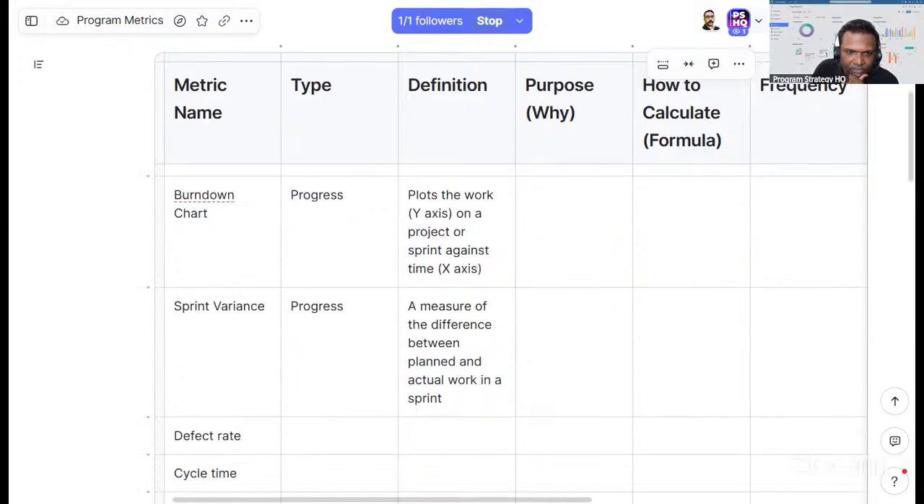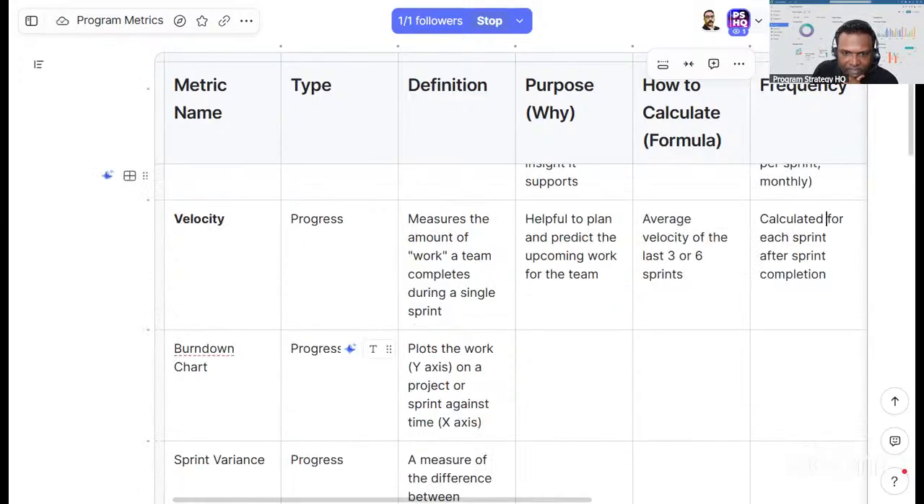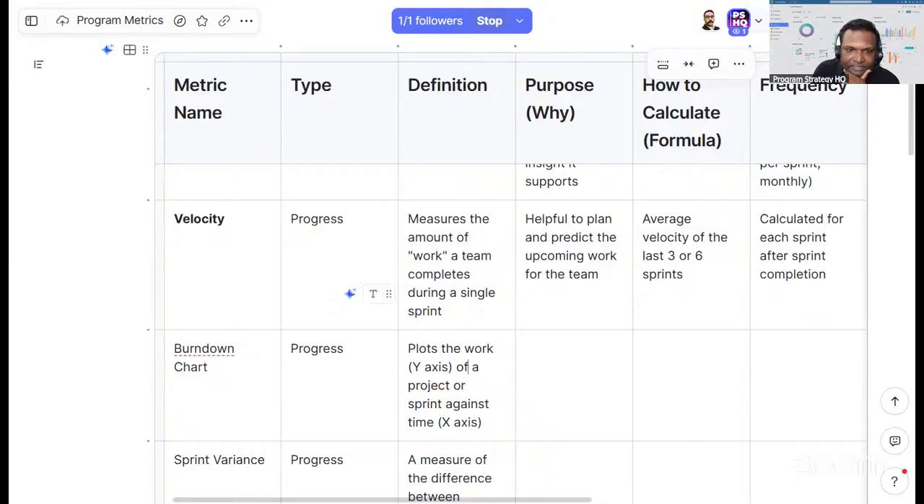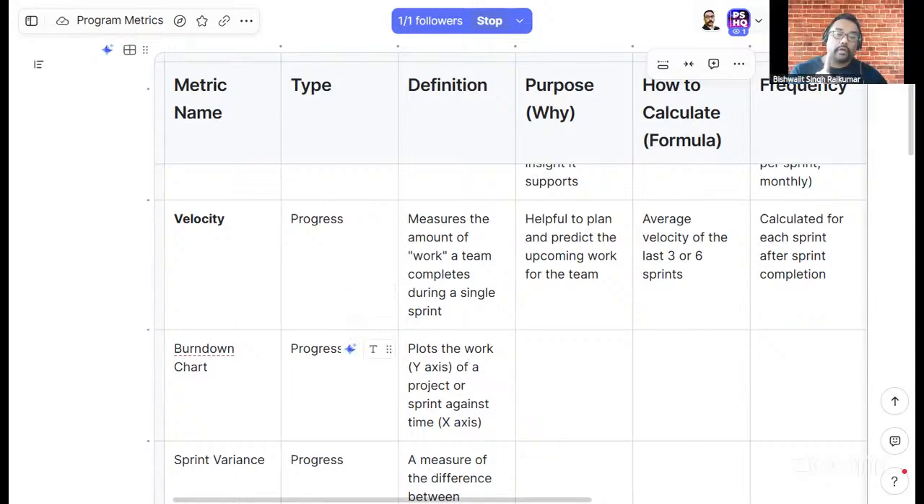Next I moved to burn down chart. And here I mentioned the definition as it plots the work, which is on y-axis, of a project or a sprint against time. So time will be on x-axis. A kind of a simple definition of a burn down chart. Yeah, X and Y. Exactly. X is the time, and basically we plot the work. Y is the work.